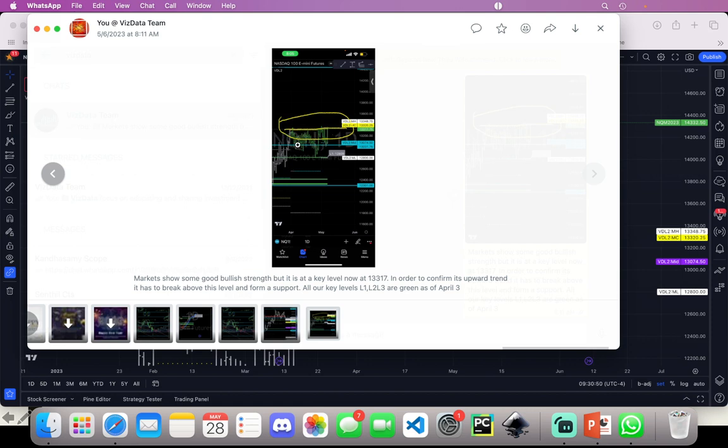So this is a form of support at this consolidation at this level. It has to break this level, which is the previous month high, and then form a support, right? It has to break this and then form a support at this level in order to push up. And that's what we said: in order to confirm its uptrend, it has to break above this level and form a support. That's what we were expecting, and it happened.